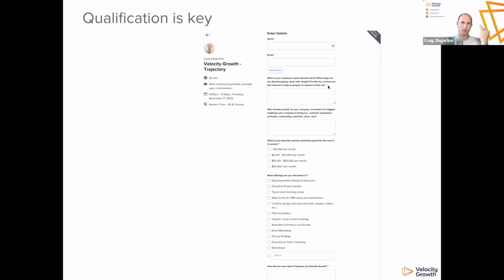This is required. Who handles growth for your company? And what's the biggest challenge? Is it customer acquisition? Is it activation? Is it onboarding? Is it retention? Is it churn? This is required. How much are you going to spend over the next 3 to 6 months? Under 2,000 a month? What does that tell me? 50,000 and above? What does that tell me? What offerings are you interested in?